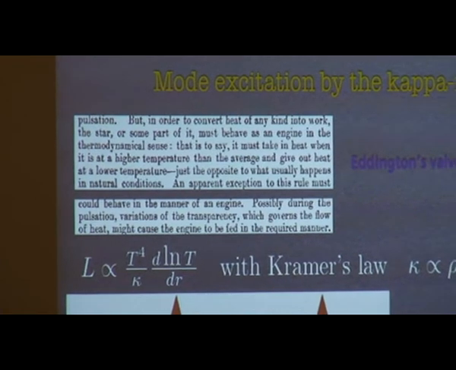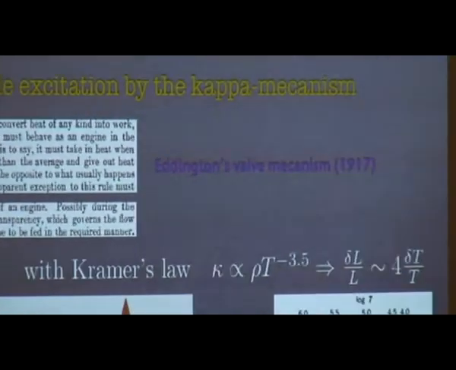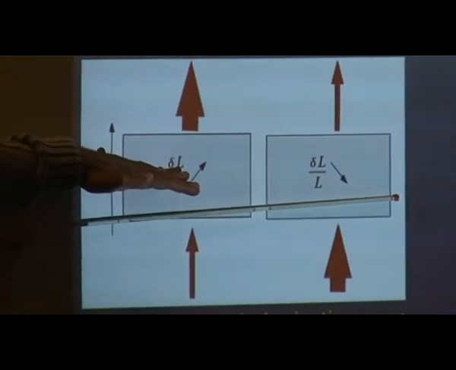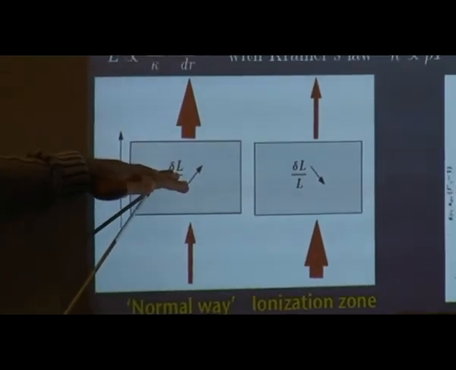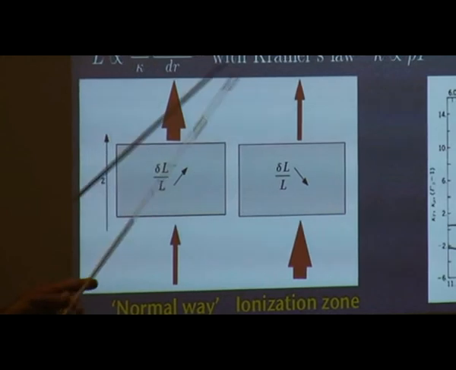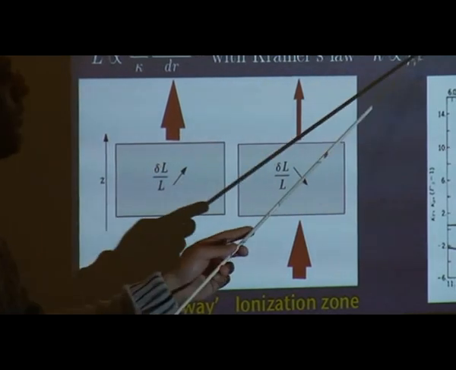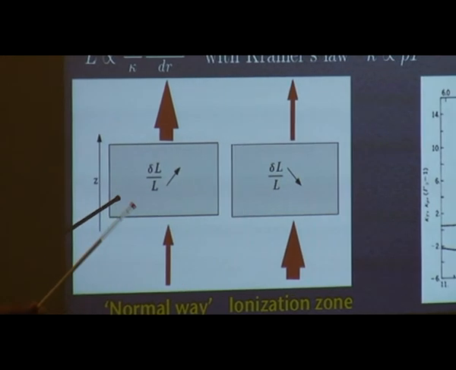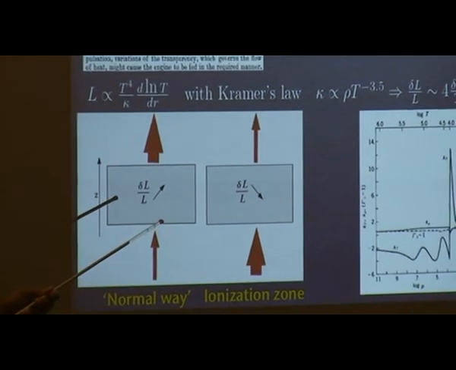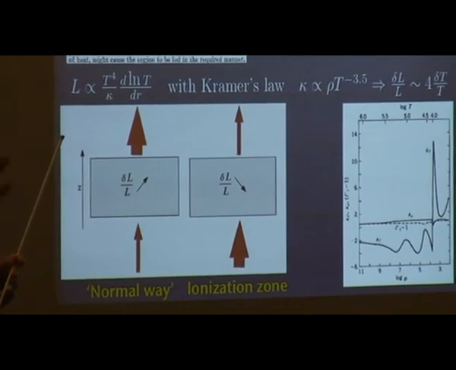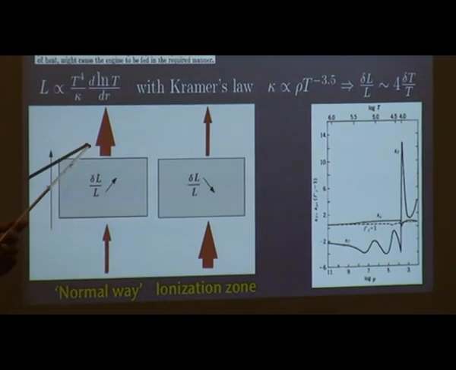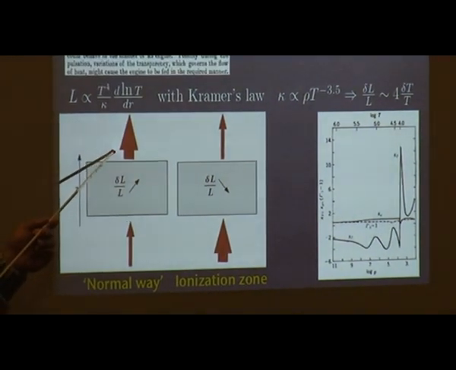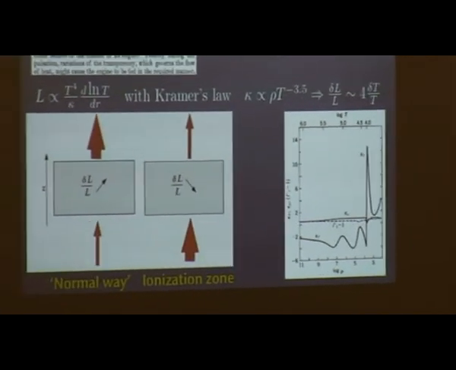So this mechanism is simple. It means that when a layer of the star is compressed by a mode, normally the opacity of the layer decreases because the opacity follows Kramers' law. Okay? And then the temperature increases, the opacity decreases, and the layer becomes more transparent to radiation. And then the flux can leave the layer more easily, and one gets an extra luminosity after the layer, at the dilatation of the layer.